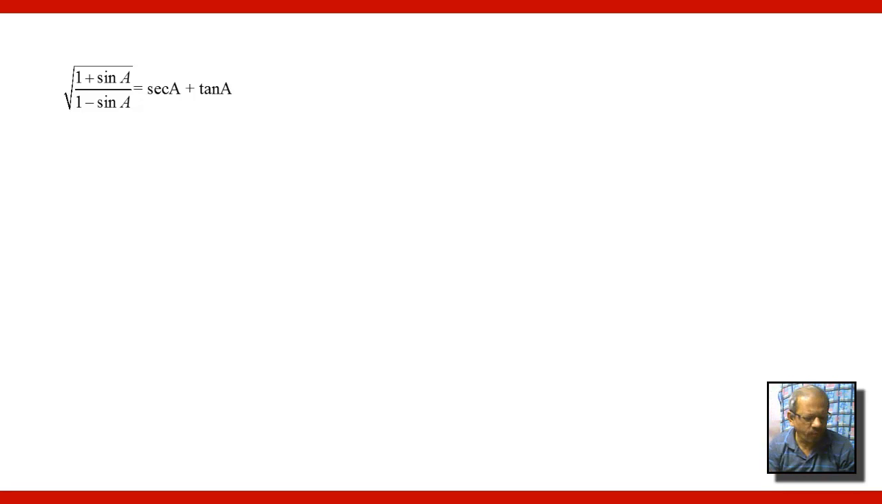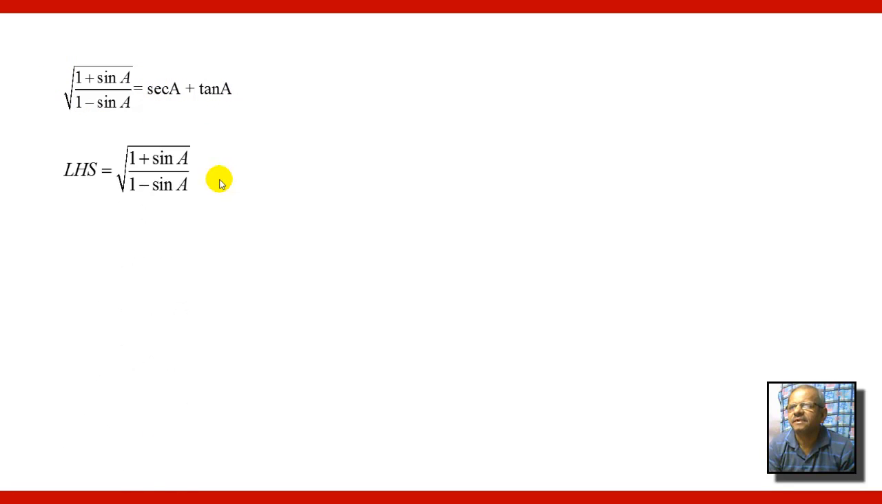Here is a question from Trigonometry. Prove that square root of 1 plus sine theta upon 1 minus sine theta is equal to sec theta plus tan theta. Friends, here we have to solve the left hand side to get the right hand side.